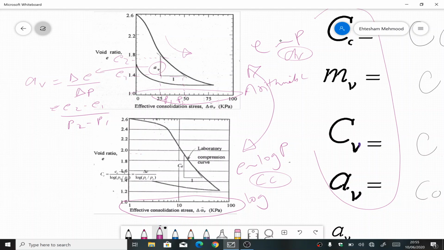Similarly in this chart, again we need to find the void ratio here, e1, and the void ratio here, e2, and correspondingly find the values of P2 and P1. But here, CC would be equal to delta e over log P2 minus log P1, or delta e over log of P2 over P1, where delta e is e1 minus e2. So from these charts we directly obtain the values of AV and CC.